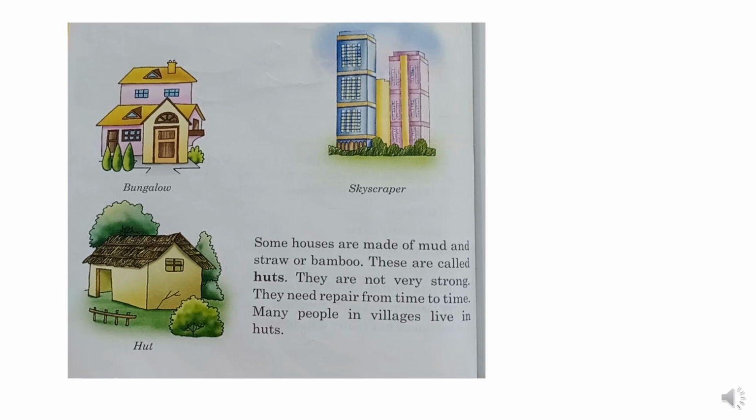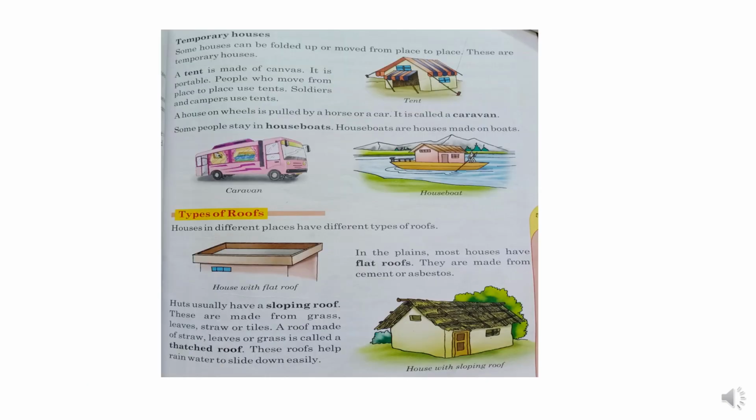Now after this overview, we are starting part 2 of this chapter number 8. Take out your science books and open page number 57 of chapter number 8. The second type is temporary houses.